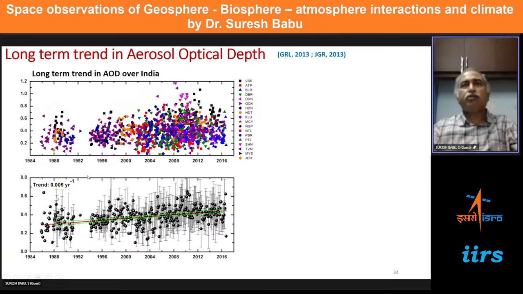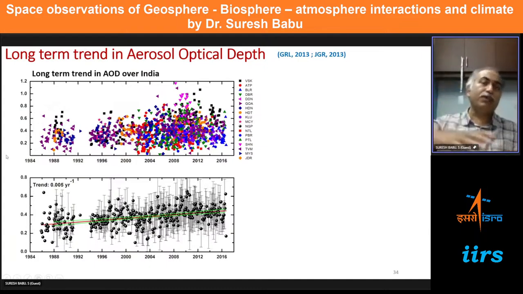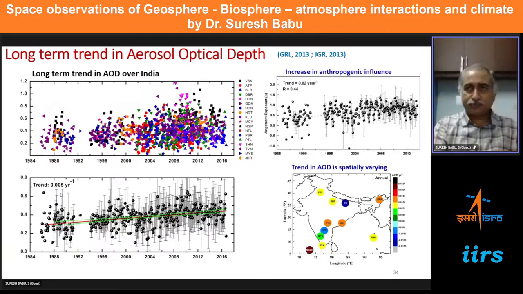This is one of the important contributions from ISRO's Geosphere Biosphere program to the international scientific community: the quantification of the increasing trend in the aerosol optical depth over the South Asian region as a whole. It shows that the value is very small in per-year terms. But if you look at it in a long-term perspective, like a 40-year time frame, aerosol optical depth has increased significantly. So these quantifications are very important for the mitigation strategies. Now I will go into the next aspect.